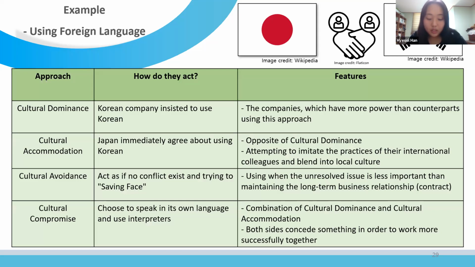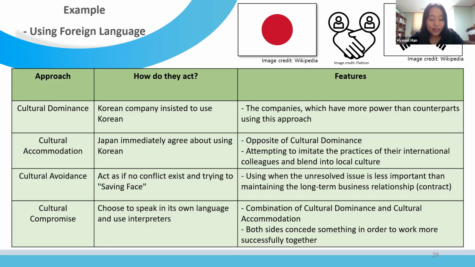Let's assume there is a business meeting between a Japanese company and a Korean company. If the Korean company insists on using Korean, that can be an example of cultural dominance. Mostly, companies which have more power than their counterparts have used this approach. On the other side, cultural accommodation can be a situation where Japan immediately agrees to use Korean. It is pretty much the opposite of cultural dominance. It attempts to imitate the practices of their international colleagues and blend into the local culture.